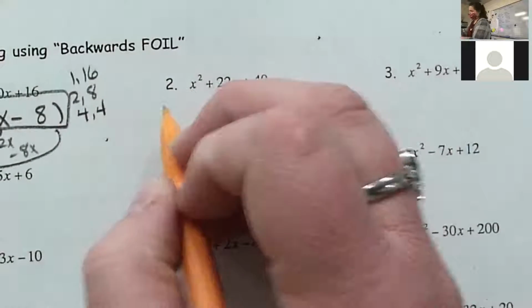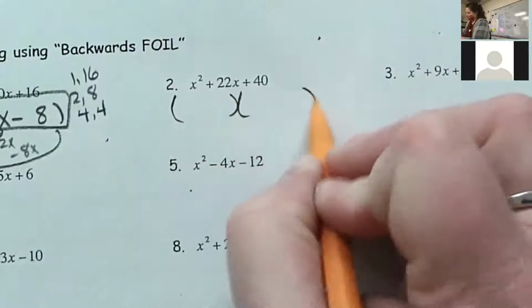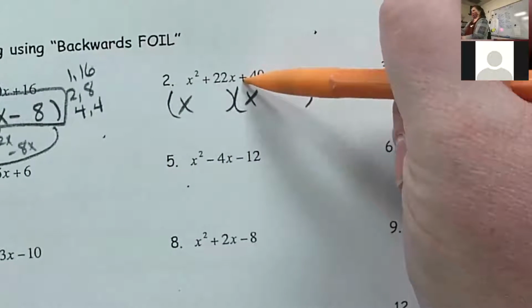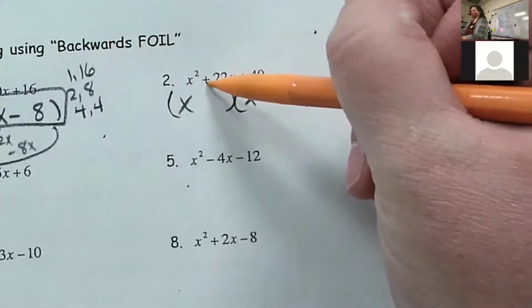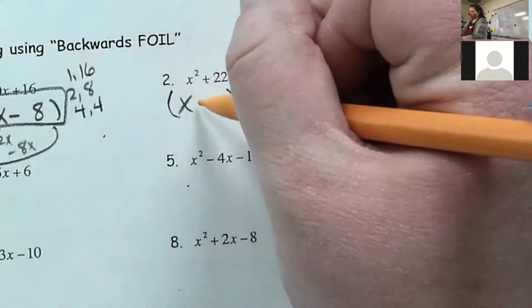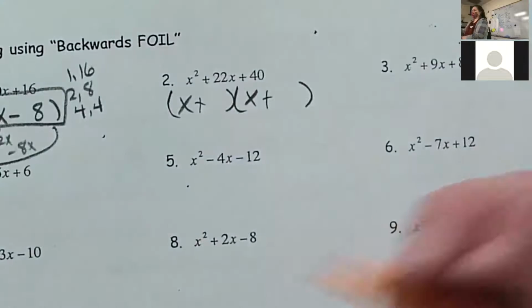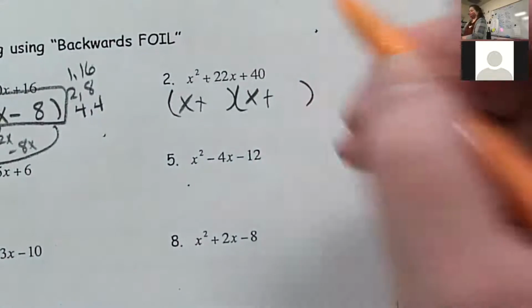Okay. Number 2, life is going to be good on this one because there's nothing in front of that x squared. The only way to get to x squared is x and x. This plus sign means the signs are the same. This plus sign means that they're both, try again, both positive. Oh. Now you have to think adding, exactly.